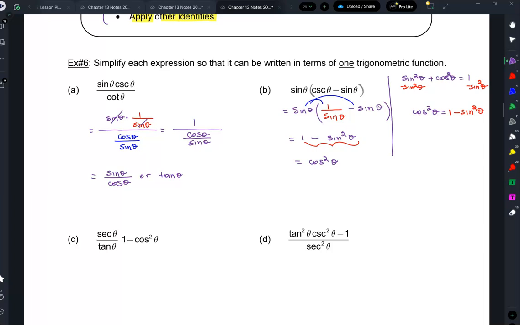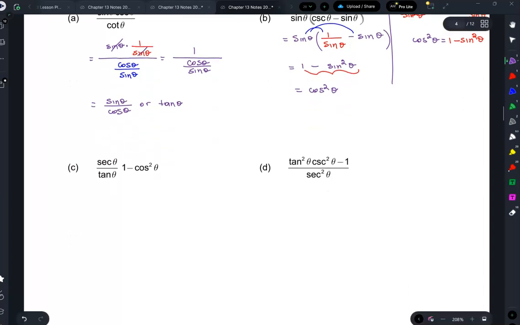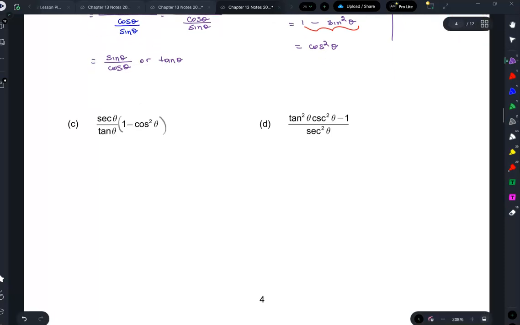So how do you know? You just have to train your eye to see that if you have a 1 plus or minus a trig function squared, that's what we're going to do. Okay, let's do this one. Parentheses here. Okay, so here we go.